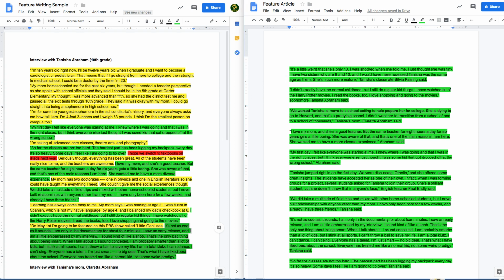And the thing that is most unusual in this story, the thing that really makes it an interesting feature article, is that we have a 10-year-old that's a sophomore in high school. So we want to start off with that. So I'm going to write the most interesting thing first. Oops, I have that highlighted green still. I'm going to take that off. And I'm going to say, at 10 years old, Tanisha Abraham has enrolled as a sophomore on campus.